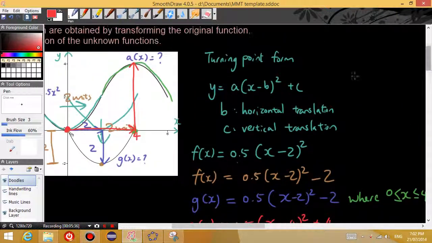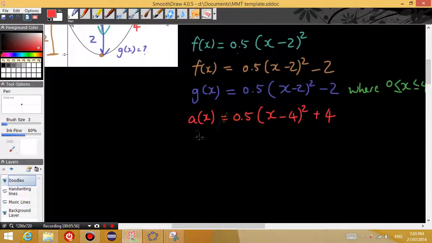But then I reflect it, because 4 units up would be here, but I reflect it upside down. So then it turns into this. So the reflection is: a turns into negative a. So then it becomes negative 0.5.